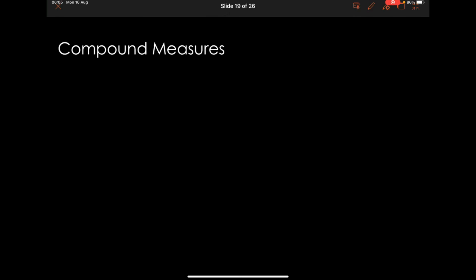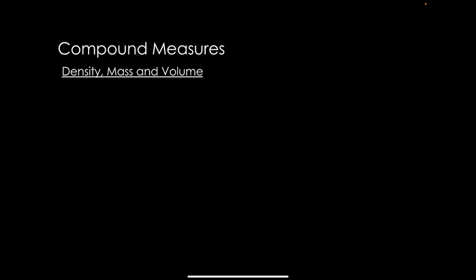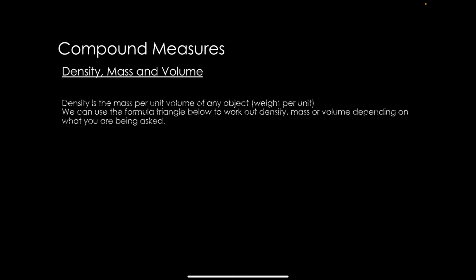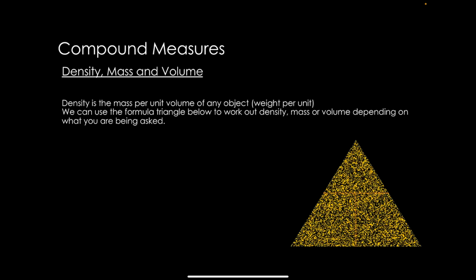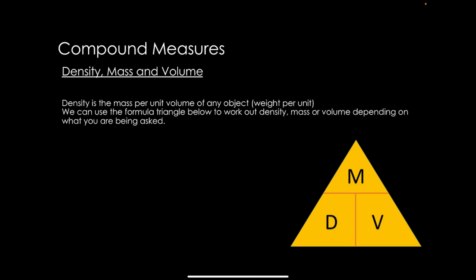Okay, right then, let's have a look at density, mass and volume. Density is the mass per unit volume of an object, so that's weight per unit. And we can use the formula triangle to work out density, mass or volume depending on what you're being asked. This works in exactly the same way as the speed, distance and time triangle.